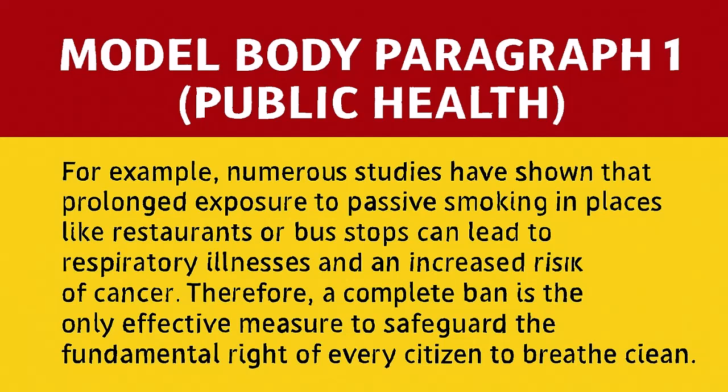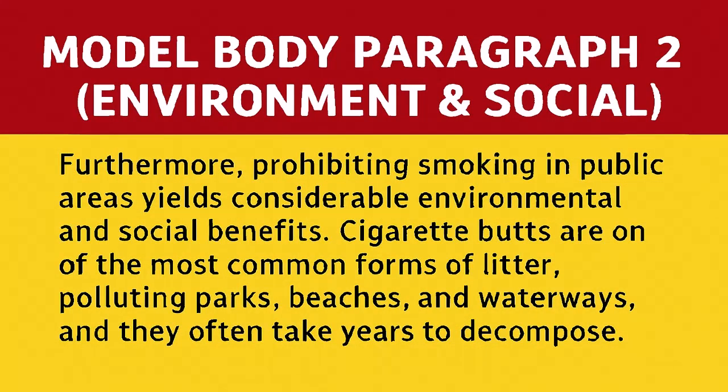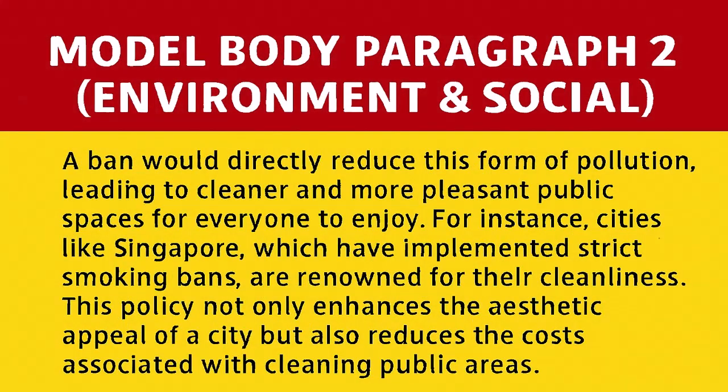Now let's look at our second body paragraph, which focuses on environment and social benefits. Furthermore, prohibiting smoking in public areas yields considerable environmental and social benefits. Starts with a linking word and states the new point. Explain. Cigarette butts are one of the most common forms of litter, polluting parks, beaches, and waterways, and they often take years to decompose. Explains the environmental problem of litter.